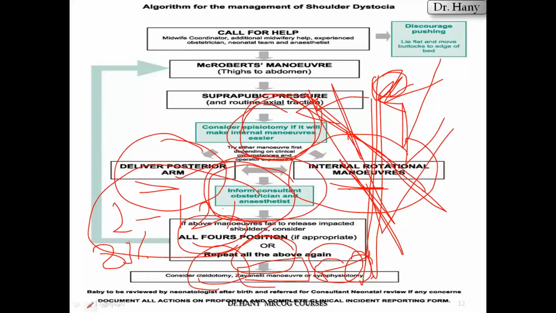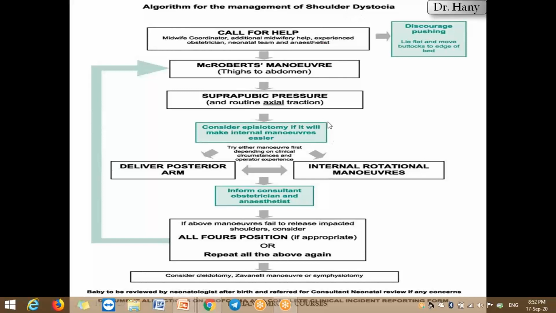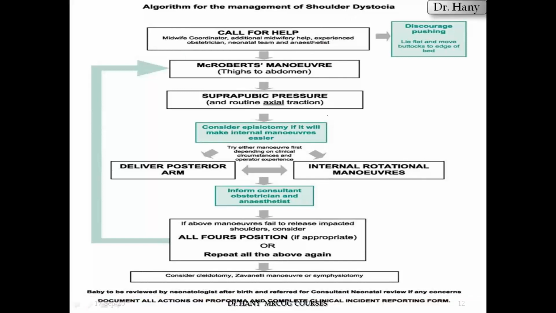Does this make sense? All these are safety points. I will not speak about the details of the guideline. I am giving you the tricks for the exam. Call for help, McRoberts with suprapubic pressure, 90% success rate. Episiotomy is only to make your life easy, so you can do the internal rotation.